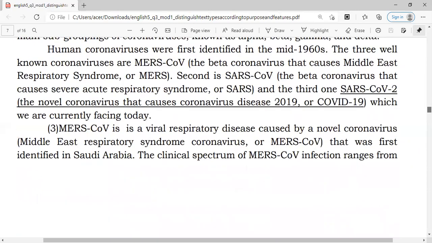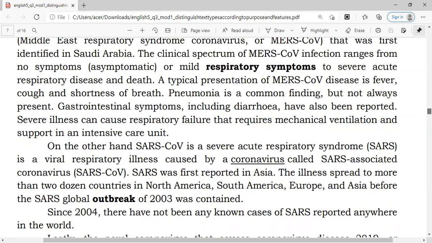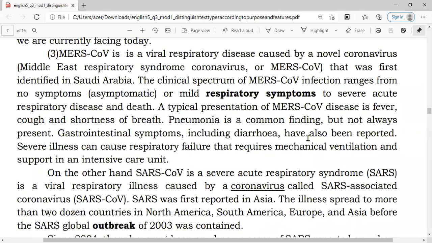So for paragraph 3, you have here an elaboration of each of the identified viruses. Okay, MERS-CoV from the Middle East, SARS-CoV, a severe acute respiratory syndrome. So there's a comparison, or there's more explanation on MERS-CoV and SARS-CoV.